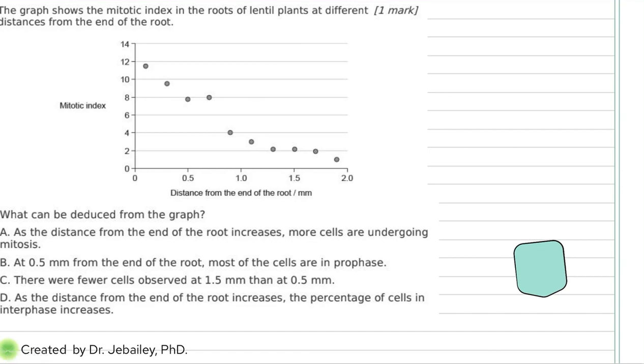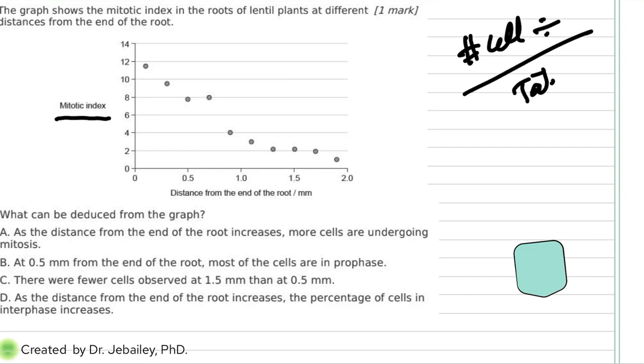This question shows a graph of the mitotic index in the roots of lentils. Lentils are a type of plant. It shows the mitotic index at different distances from the end of the root. The mitotic index is the number of cells dividing over the total number of cells, with values from 0 to 14. Here is the distance from the end of the root.